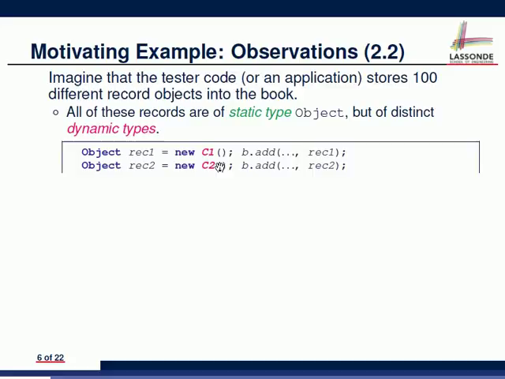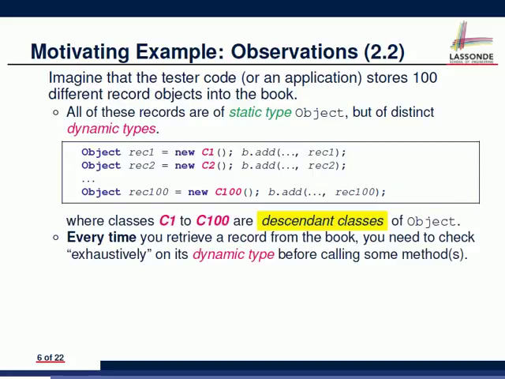Let's say I add another record 2, where the dynamic type is different, C2, anything that's different. I keep going, and then I simply add 100 different records, and all these records have different dynamic types, up to C100. Okay, guys, follow so far? And now let's say this. If I retrieve some object from the book, how can I actually know if that is of a particular C1, C2, or up to C100? How can I know? In general, you just cannot know.